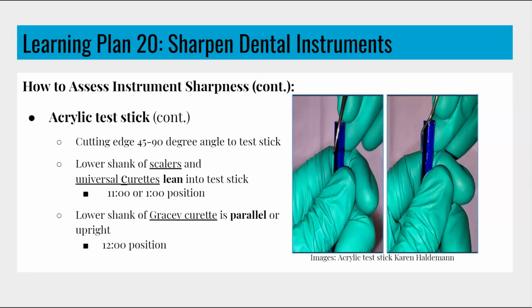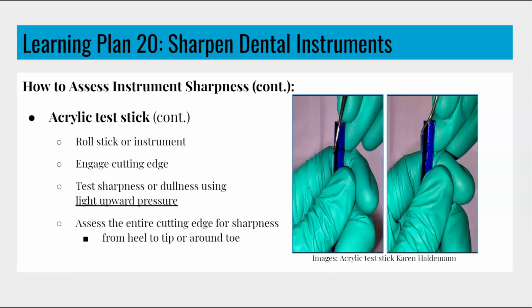Scalers and universal curettes lean into the test stick at 11 o'clock or 1 o'clock position to maintain a 45 to 90 degree angle of the cutting edge to the stick, while Gracey or area-specific curettes will be parallel at a 12 o'clock position since the angle of the lower cutting edge is offset. Either the instrument or the stick is rolled to engage the cutting edge to assess sharpness or dullness from heel to tip or toe while using light upward pressure.